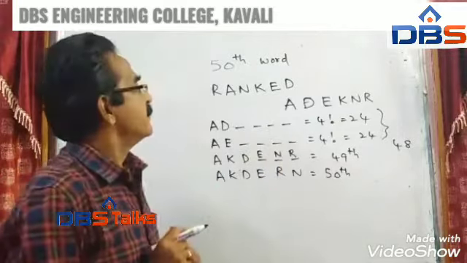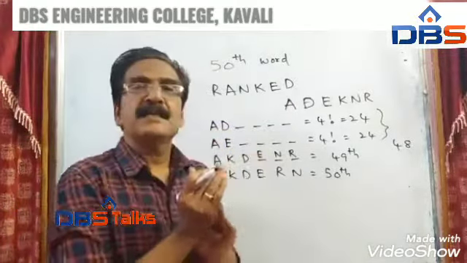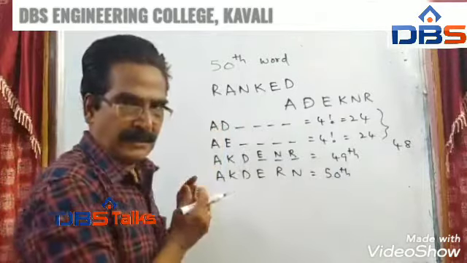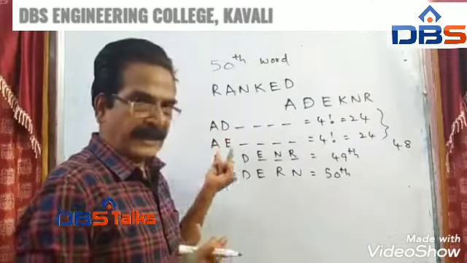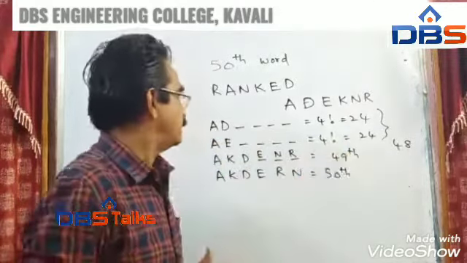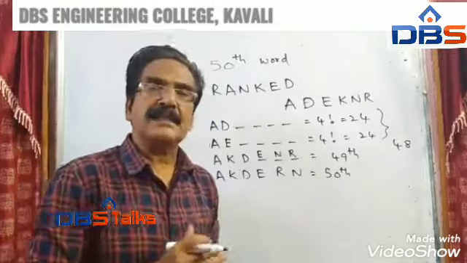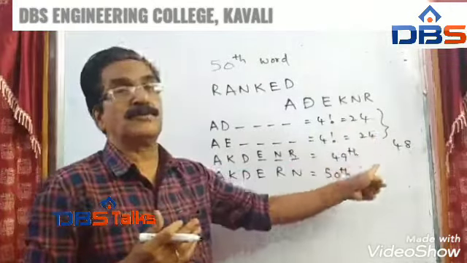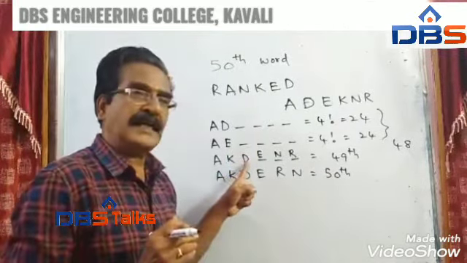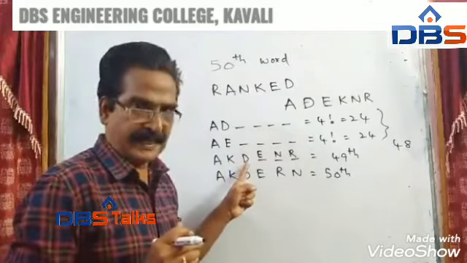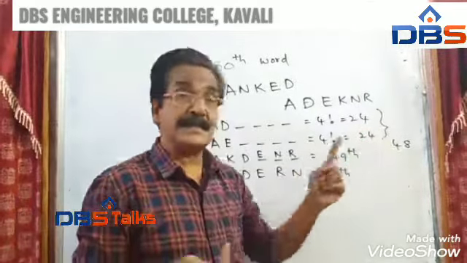Clear, friends? So first we started with AD. How many arrangements are there beginning with AD? 4 factorial. In the same way, beginning with AE, we will have another 4 factorial. And we can't take all the permutations beginning with AK, because the total becomes 72. It exceeds 50. So we have taken the third letter also. AKD. Then 3 blanks, 3 factorial, 6. 48 plus 6 becomes 54.